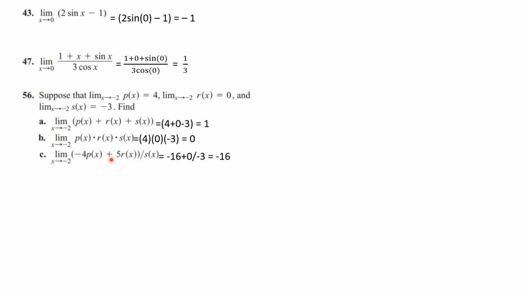But we know that r of x equal to 0. So if we want to evaluate 5 times the limit of r of x, we'll get 5 times 0, and that will be divided by -3. Since 5 times 0 is equal to 0, divided by -3 is 0, so we're just going to go ahead and divide 0 by -3, and that's going to give us 0. So the ultimate value of the limit will be -16.